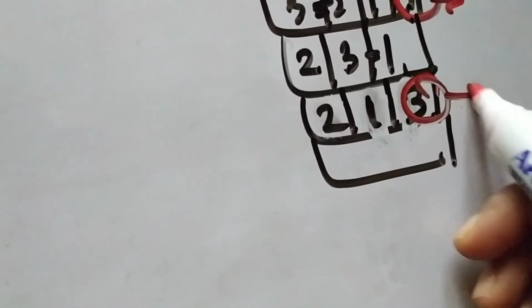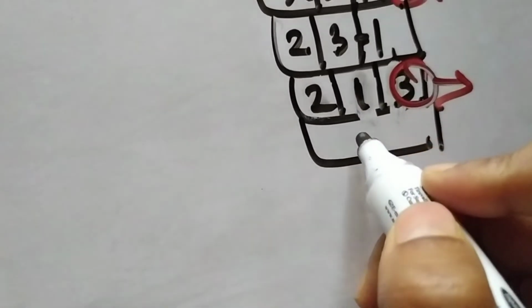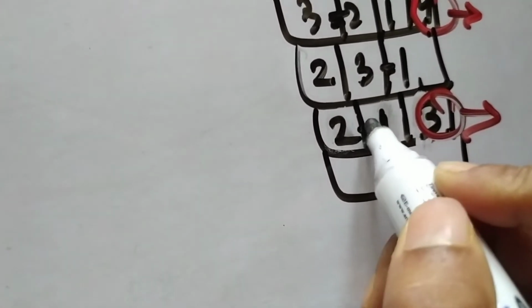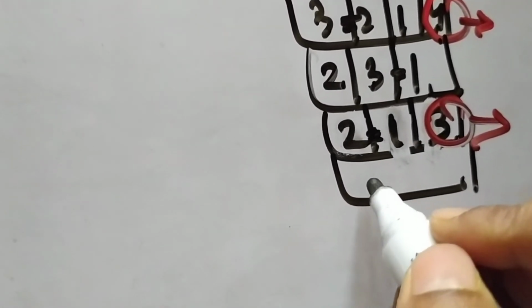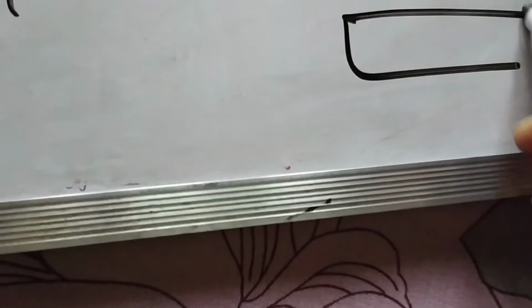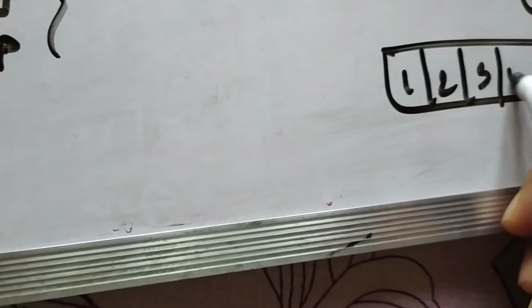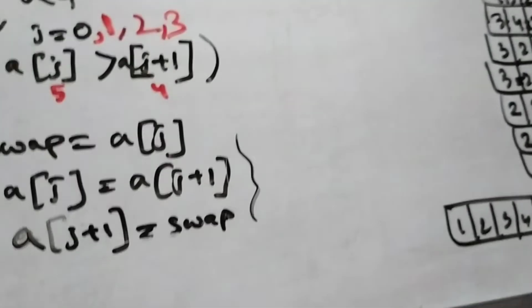So here 3 is fixed again. Now I am left with 2 numbers. So 1 and 2 are compared and 2 is found to be greater, so again they are exchanged. So the final array is arranged in ascending order. This is the concept of bubble sorting. Hope you have understood.